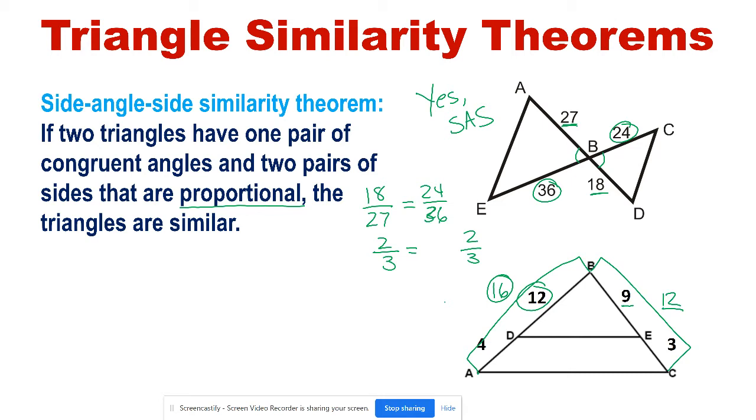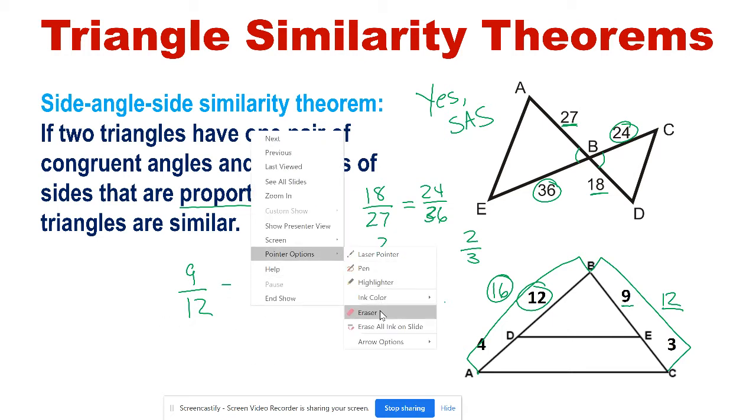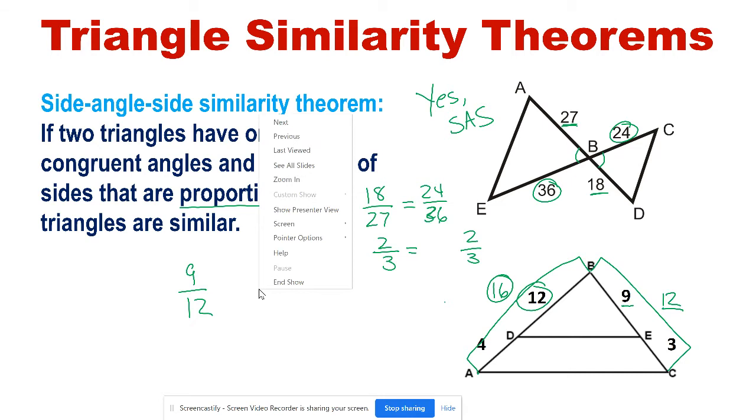So now I'm going to take my pairs of sides and line them up. 9 goes with 12, and 12 goes with 16. And I almost wrote an equal sign, but I don't know they're equal yet, so I don't want to do that. We're trying to see if they're equal.